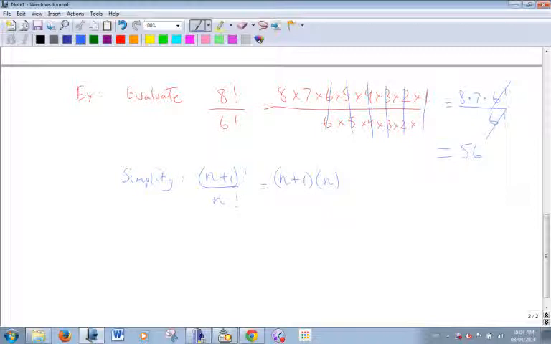Okay, 8 factorial. I'm going to go 8, that's the number I start with. 7 is 1 less than this. Now n plus 1, there's the number. It's not 8, it's n plus 1. What's 1 less than n plus 1? n plus 1 minus 1, that's n. What's 1 less than n? n minus 1. What's 1 less than that? n minus 2. Whatever n is, it's going to go down to 3, 2, 1. I just don't know what n is.